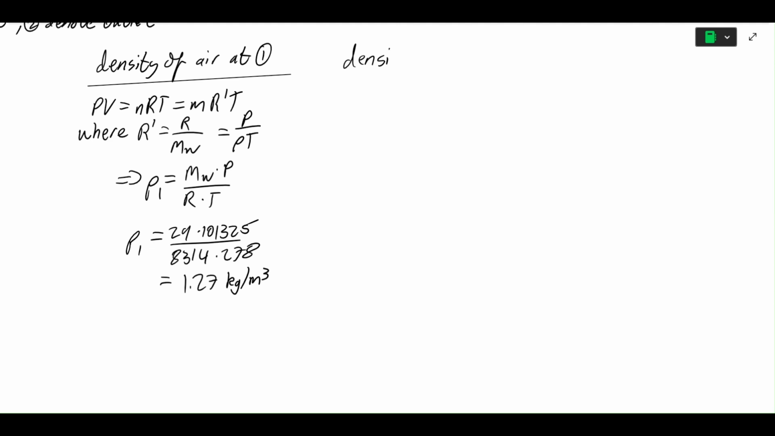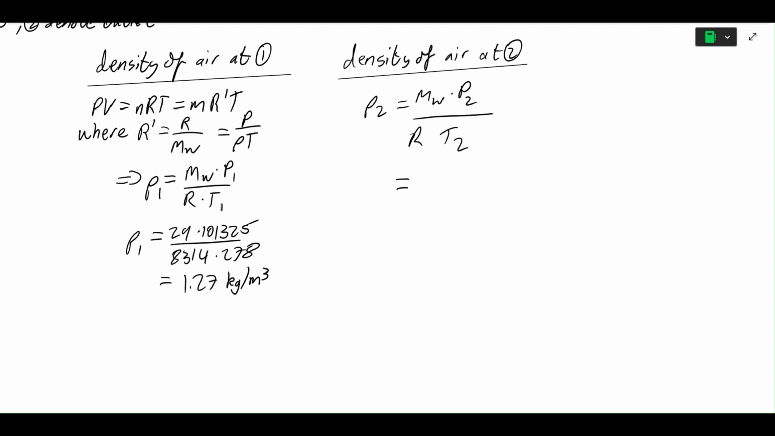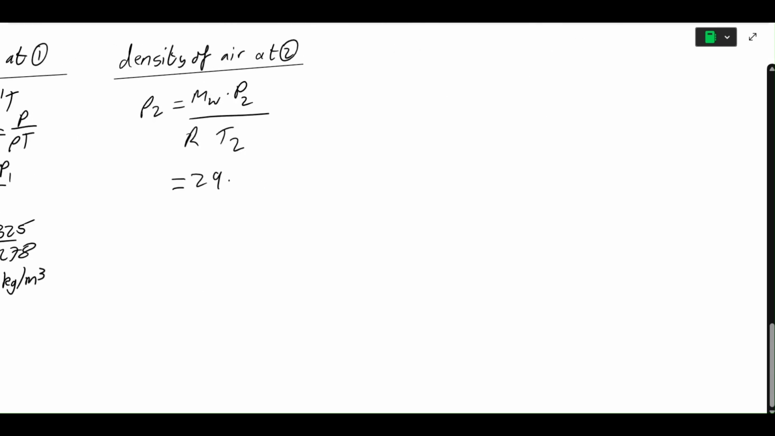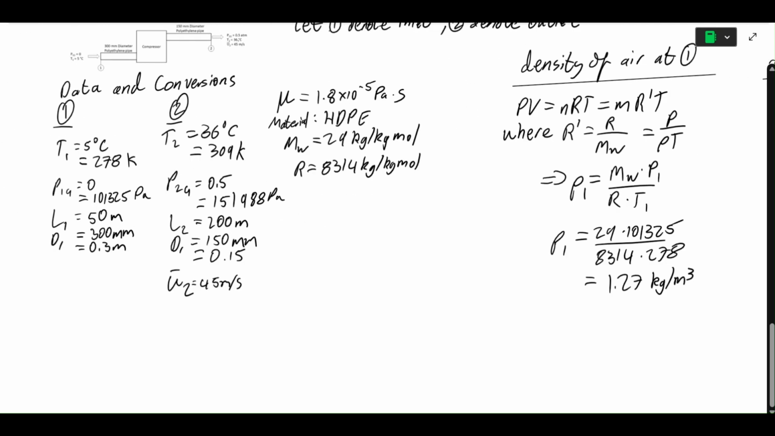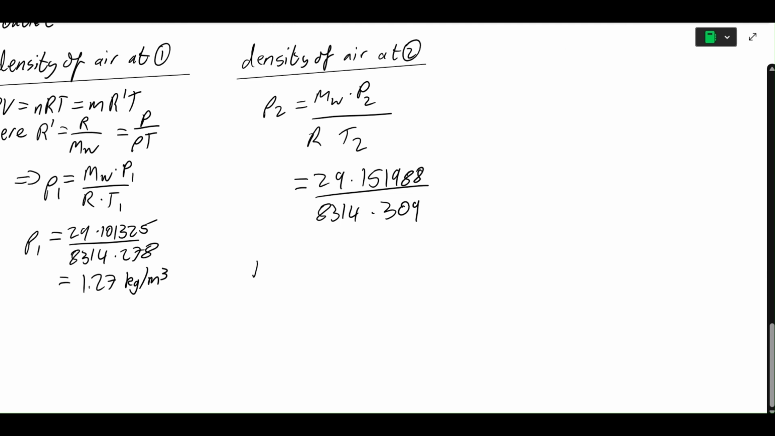Now, density at 2. Same sort of thing, so rho 2. I'm not writing out that whole equation again, I've already established that here. So rho 2 is equal to molecular weight times pressure. Oh, that's pressure 2, that's T2. 29 times, what is like 151,000? Yeah, 151,988 over 8314 times 309.